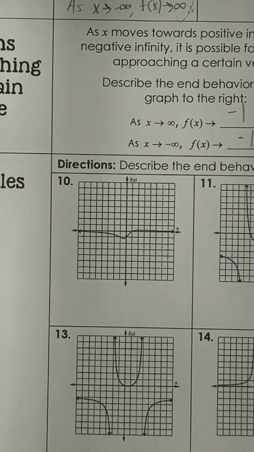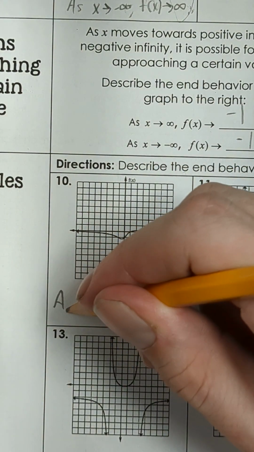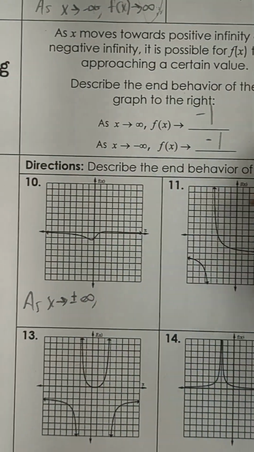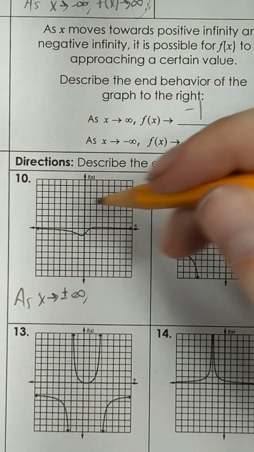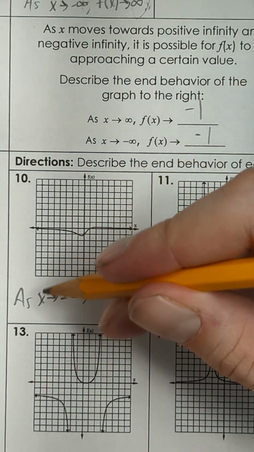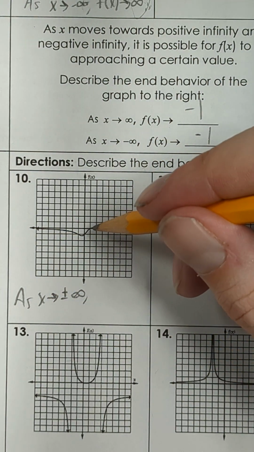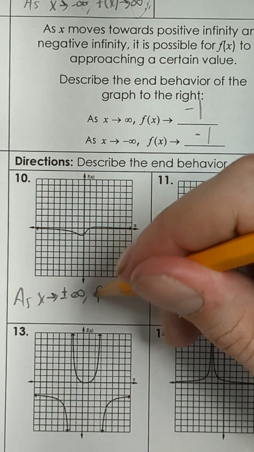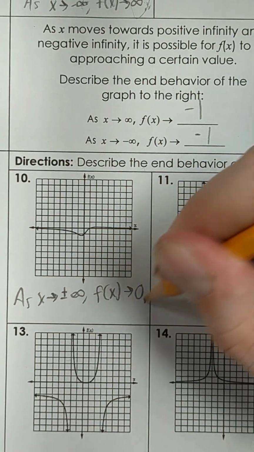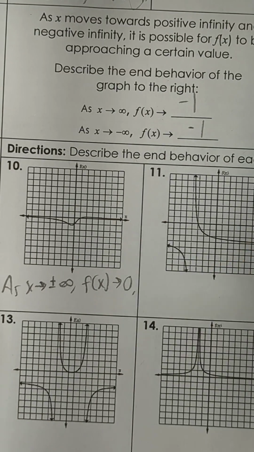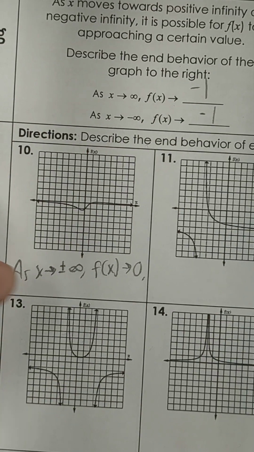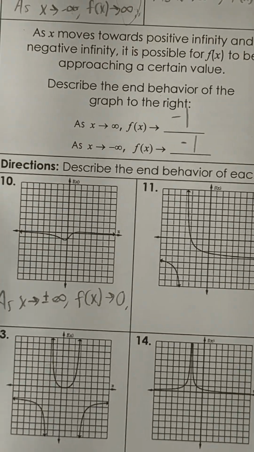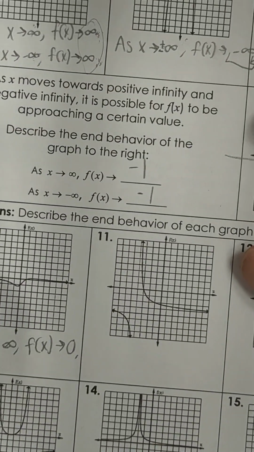For number 10, I'm looking at as x approaches positive or negative infinity, either one, because it seems to be doing the same thing on both ends. It's not going up on one end and down on the other. On both ends, it appears to be just leveling out at 0. As x goes to either plus or minus infinity, f of x goes to 0. Remember, this is the same thing as writing these two sentences separately. It just lets me do it in less ink or less graphite.